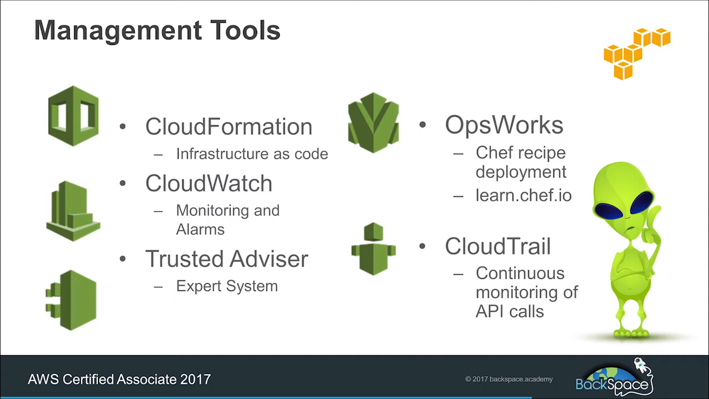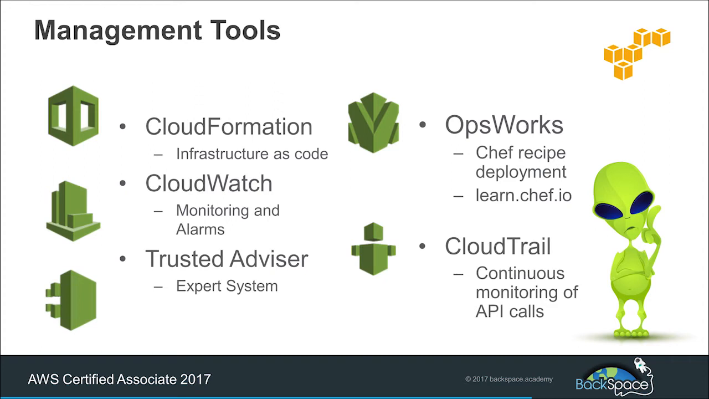We also have OpsWorks, and that is another deployment tool like CloudFormation, but it uses chef recipes. It doesn't use a JSON template. It uses chef recipes for deployment of that infrastructure. You don't need to be an expert in chef for the AWS Certified Associate course, but if you want to learn about chef, go to learn.chef.io and there's some very good resources there on that. But again, you don't need to know chef to pass the AWS Certified Associate exam. You just need to know the basics of OpsWorks and understand that chef is what is driving that.